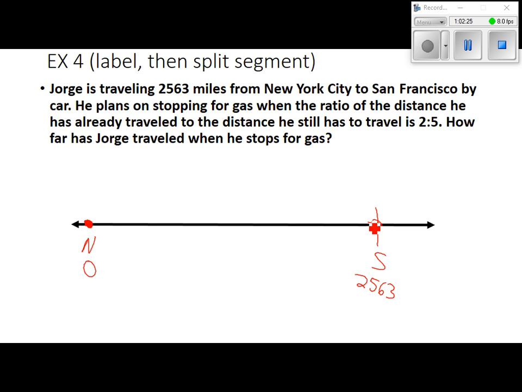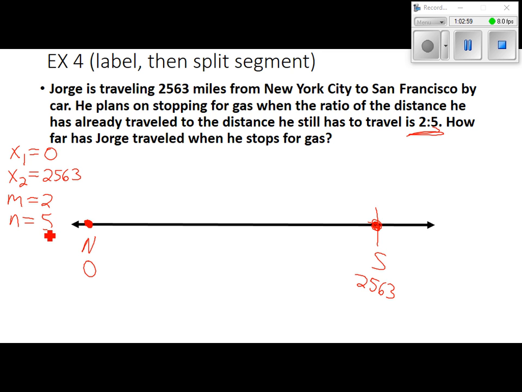Ratio of 2 to 5. We're still using the same thing. It's not any harder than any of the other stuff, just bigger numbers. What's our x1 this time? Where are we starting at? 0. What's our x2? 2,563. Don't make it harder just because the numbers are bigger. What's m this time? 2. What's n this time? 5.